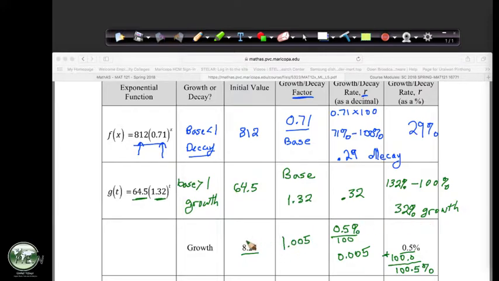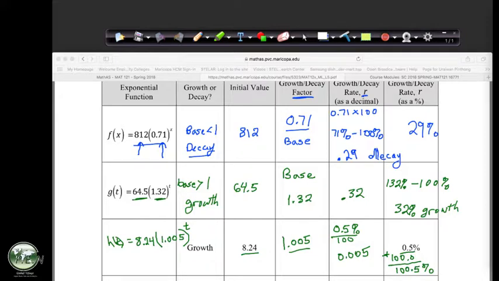Okay, and so now we're all set. We've got our initial value. We've got our growth factor, right? Adding 100 to 0.5%. So what is our function going to look like? We'll call it h of t. What do I put in the front? I take my initial value, 8.24, and the factor part goes into parentheses, 1.005, and then I give it an exponent, and since I'm using t, I'll put a t for my exponent.